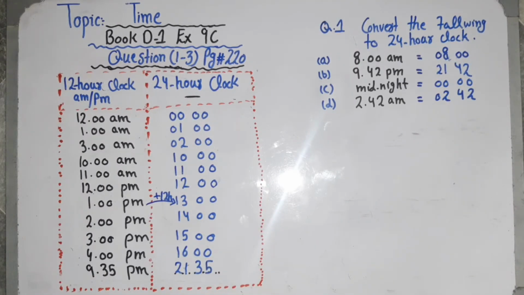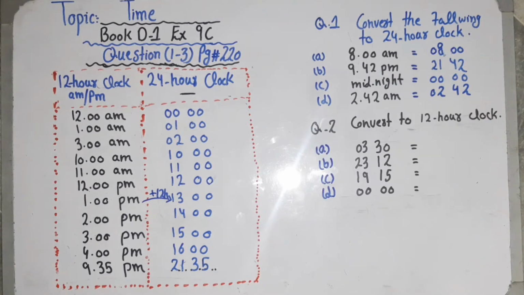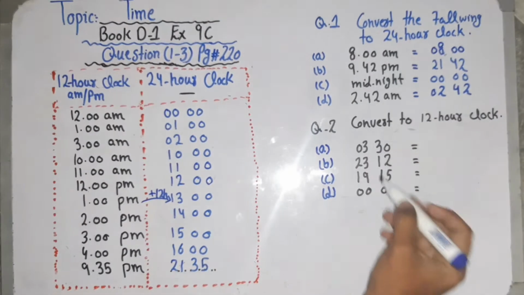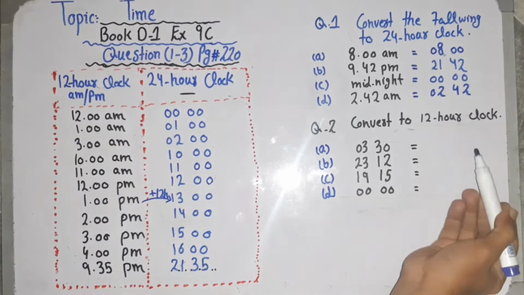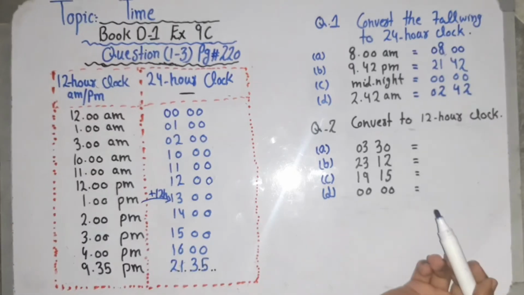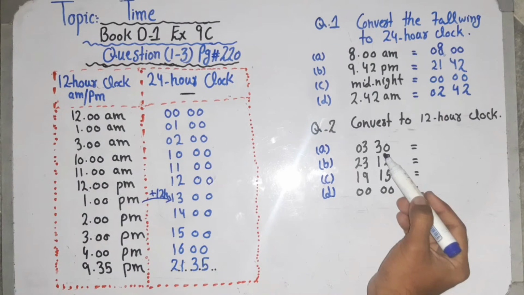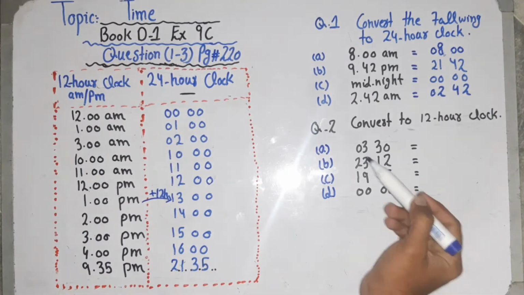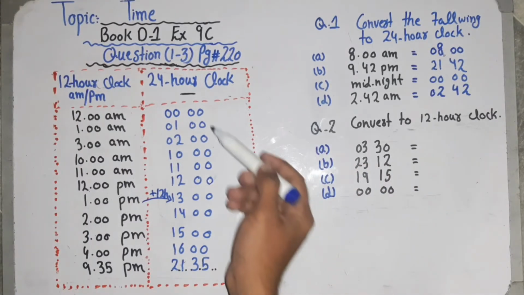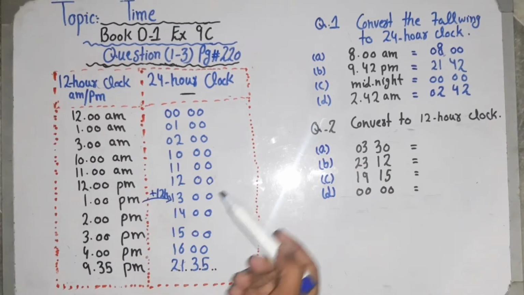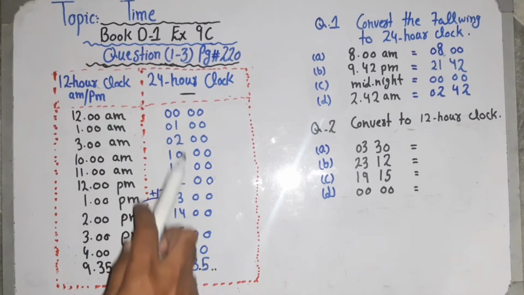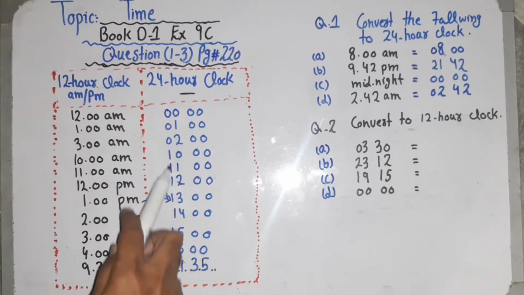Now we are going to solve question number 2 of this exercise. Question number 2 is convert to 12-hour clock. The given data is in 24-hour clock and we have to write it in 12-hour clock. Here we have 03:30. As I told you, in 24-hour clock and 12-hour clock, we have the same time before 12.